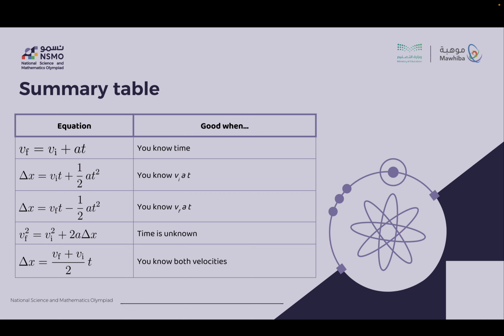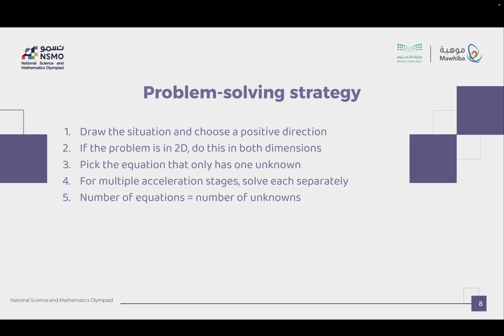This slide shows a summary of the 5 equations of motion and when to use each of them. If you know the time, you can use the first one. If not, but you know the displacement, you can use the 4th equation. The second and the third are useful if you know either the initial or the final velocity, plus the acceleration and the time. While the last one is great if you know both of the velocities.